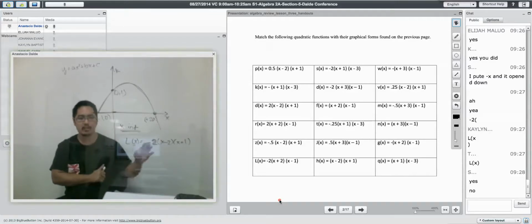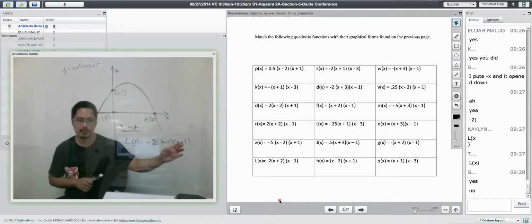Oh, actually, you know what? I'm going to say L of x is wrong already. Don't do L of x because actually there's a plus here and a minus here. We still want something that has a minus here and a plus here. We don't want to change those. What we wanted to do is change this number out in front. Don't use L of x.